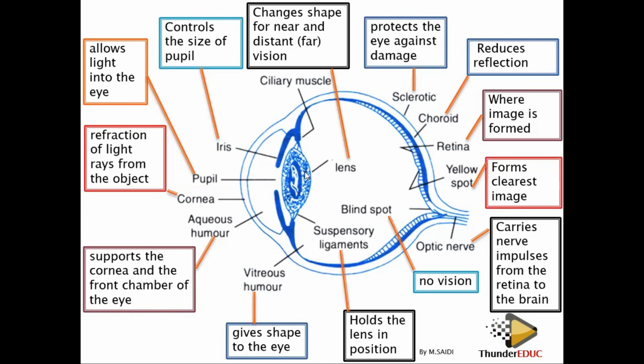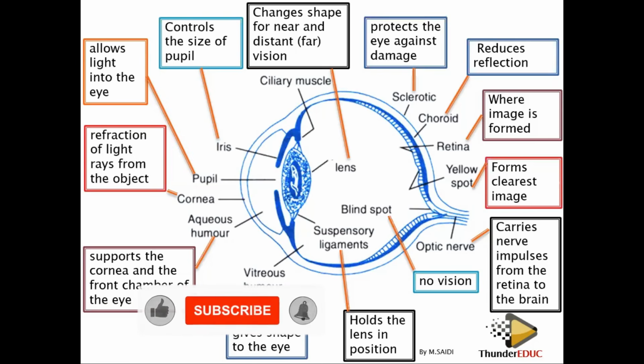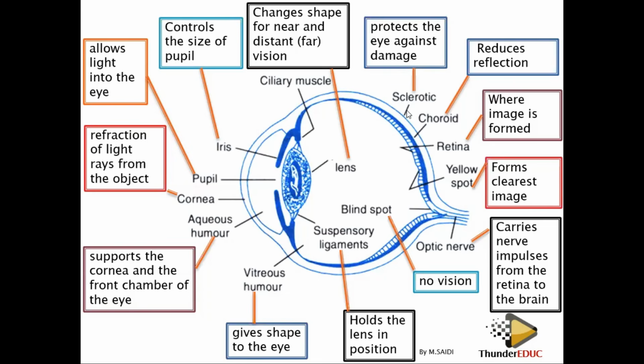So basically, those are some of the functions of the parts of the eye. If they ask you about the adaptation of the eye, it means that you have to give one part and then give its function. So please don't go to the exam without knowing the functions of each part, because you don't know which part they might bring.